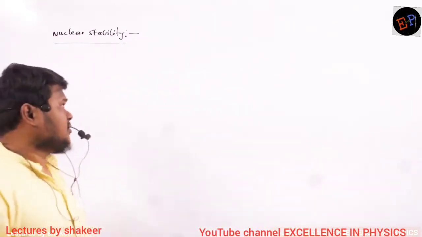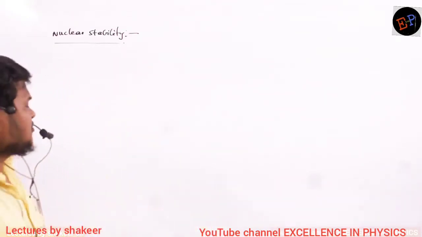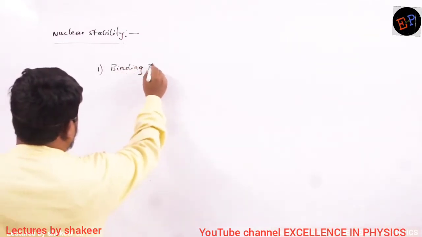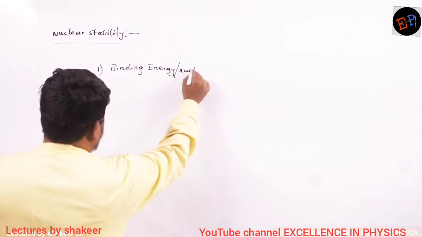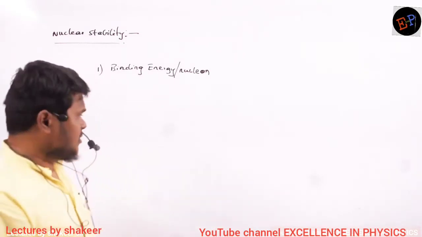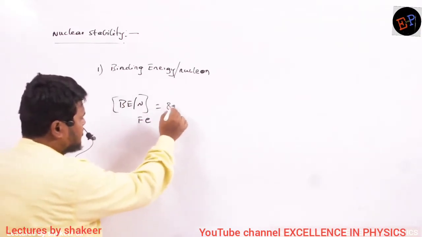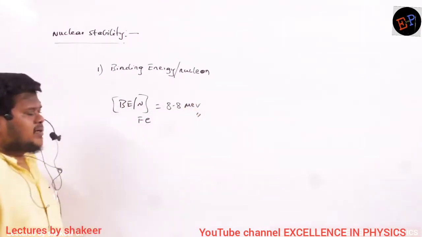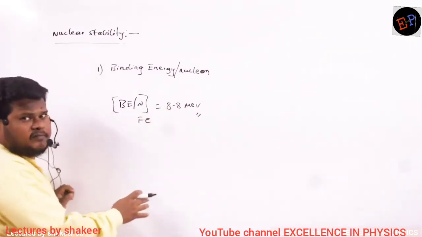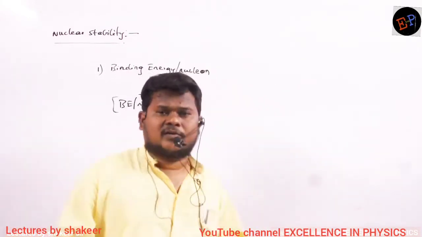And in radioactivity, first of all, we have to discuss nuclear stability. So the nucleus will be stable depending on two factors. What are the two factors? First one is binding energy per nucleon. If binding energy per nucleon is maximum, then the nucleus will be stable. Already we have discussed this one. For example, binding energy per nucleon of iron is nearly 8.8 million electron volts. This is the maximum out of all the 118 elements we have. So iron is considered to be the most stable element. So if BEN is maximum, definitely the nucleus will be stable.